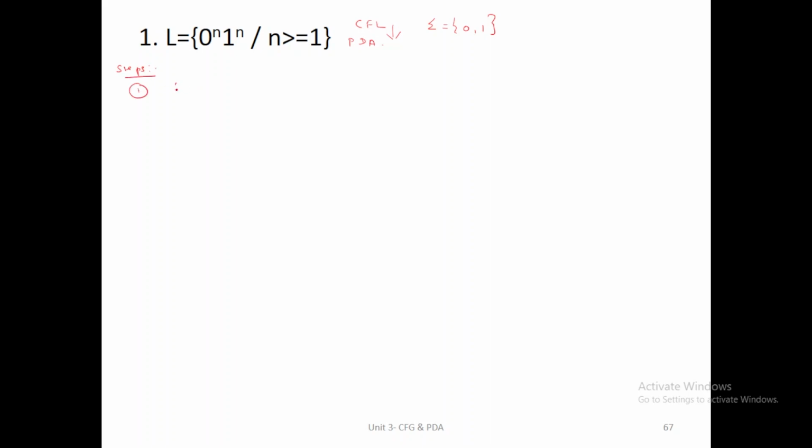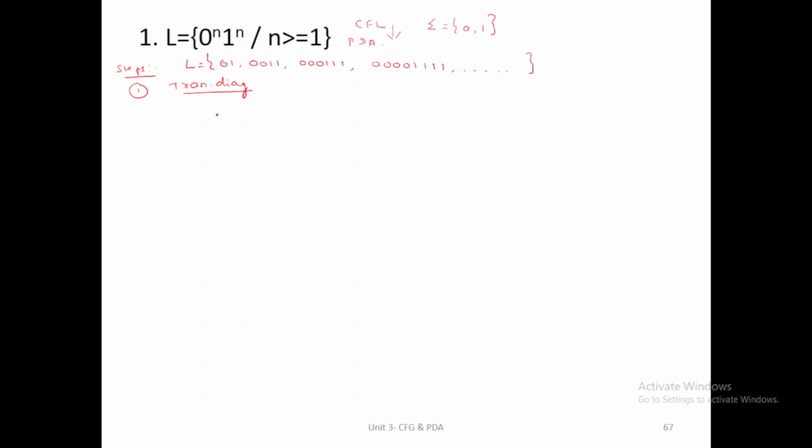At the first step, we should draw a transition diagram. For that, we should write the correct input strings. Here the value of n starts from 1 onwards. So the correct input strings are 01, 0011, 000111, 00001111 and so on, like this. So it will be extended.